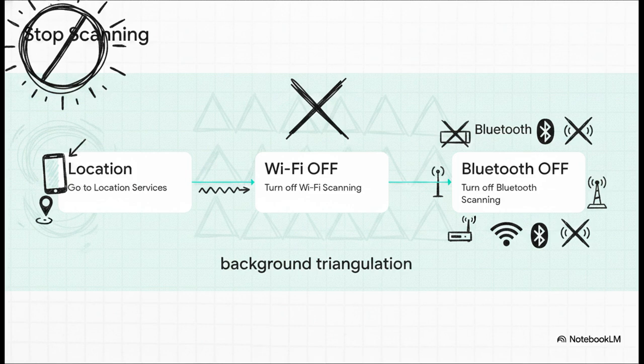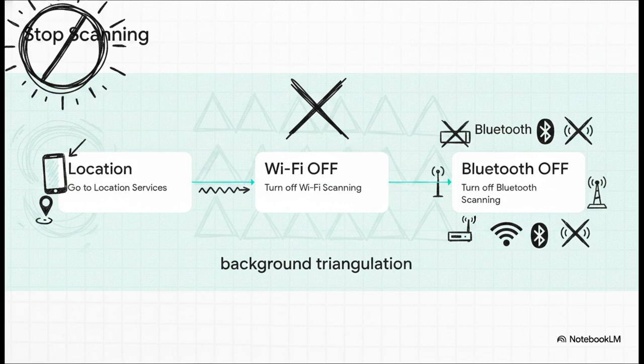First up, we have to stop the background triangulation. Go to Settings, then Location, and tap on Location Services. You'll see toggles for Wi-Fi scanning and Bluetooth scanning. Turn them both off. Because here's why this matters. Even if you manually pull down your menu and turn off Wi-Fi and Bluetooth, Android will continuously power them on in the background to silently map nearby routers and retail store beacons.